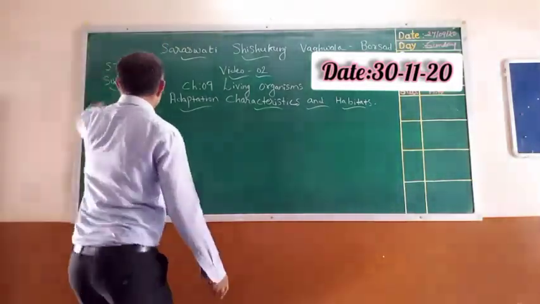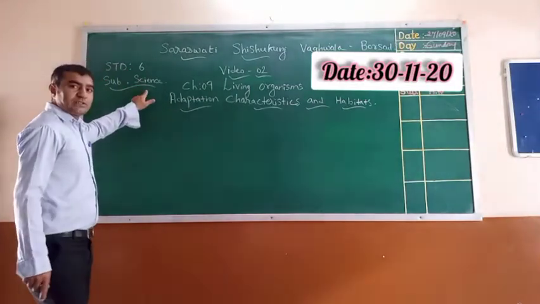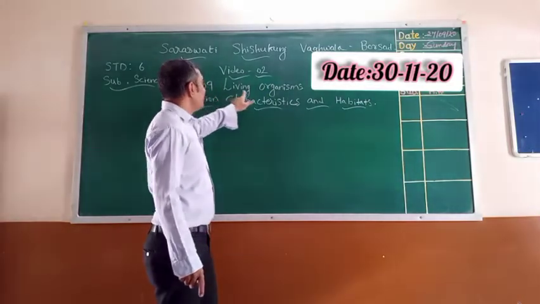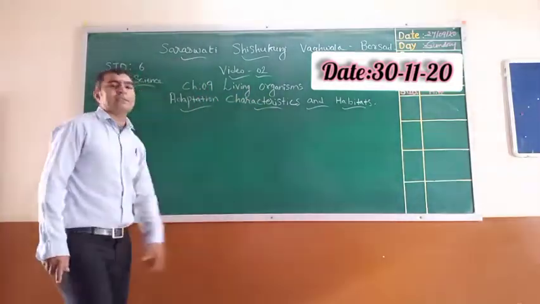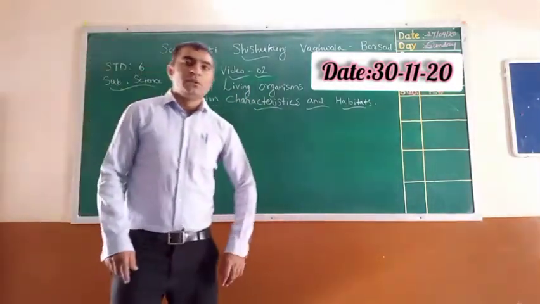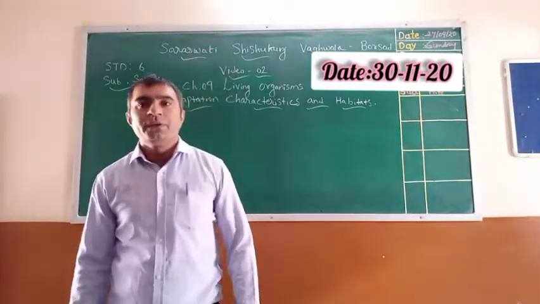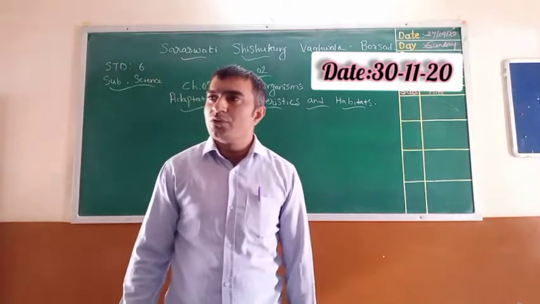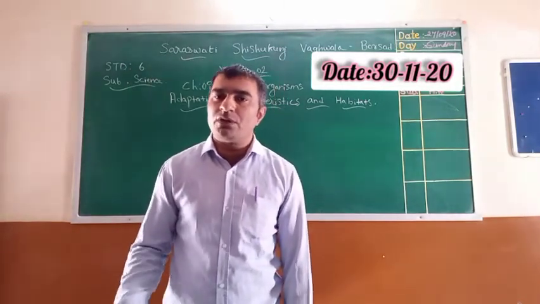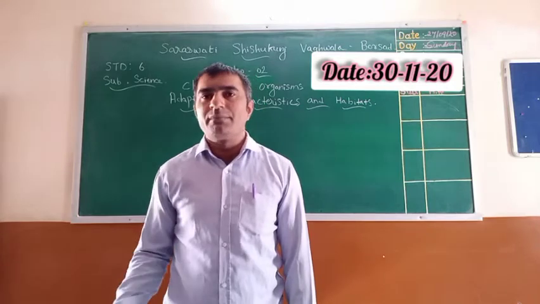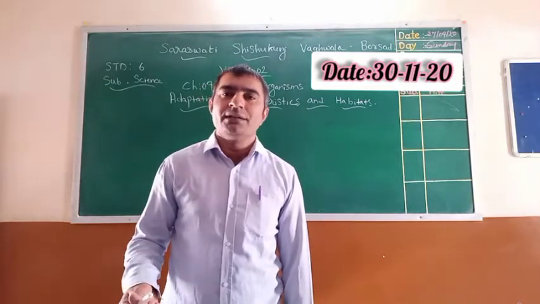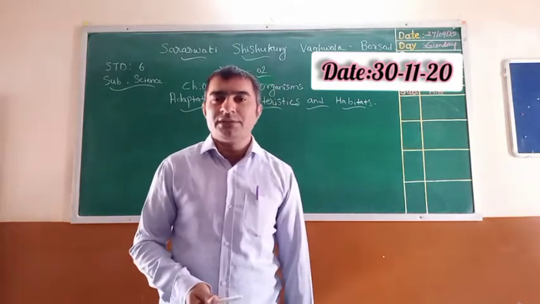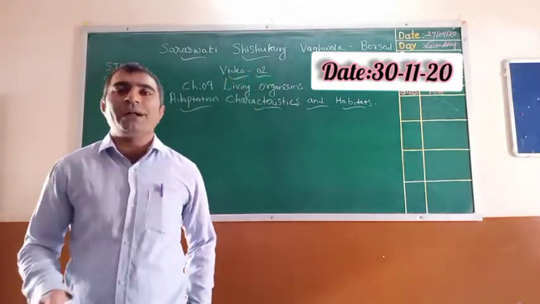Dear students, today in standard 6, subject science, this is video number 2 of chapter number 9, Living Organisms: Adaptation, Characteristics and Habitats. In video number 1, we have seen different kinds of living organisms. Besides human beings, there are different kinds of plants and animals, right? And it has variety. If you move from place to place, you will see different kinds of plants and animals.